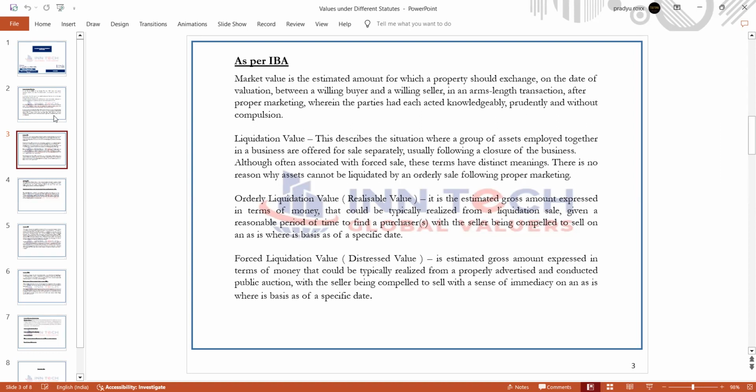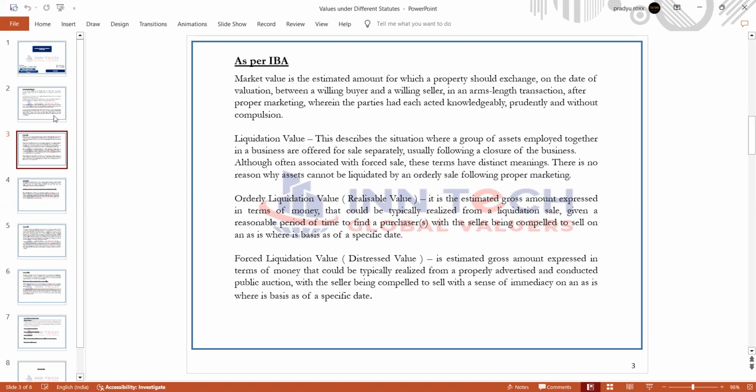So they have come out with the paper, and in that they have notified the definitions which the bank expects in the report. So this is again a market value. It is a normal definition, like the International Valuation Standard, which says that it is between a willing buyer and a willing seller in an arm's length transaction. This normal definition is what they have adopted.